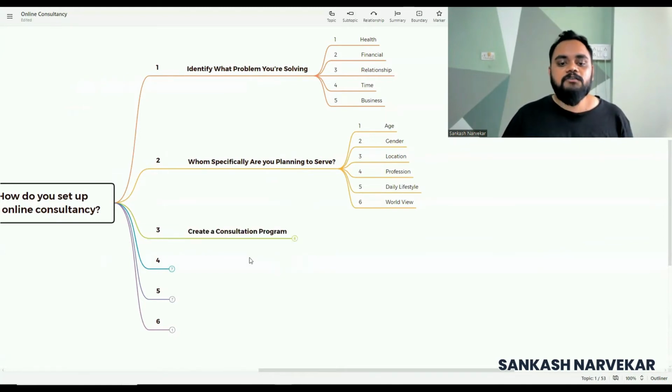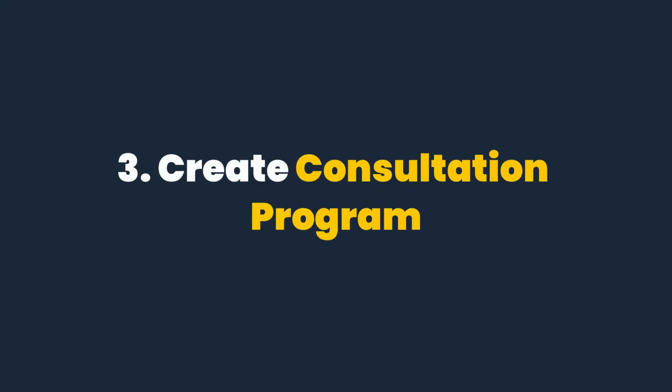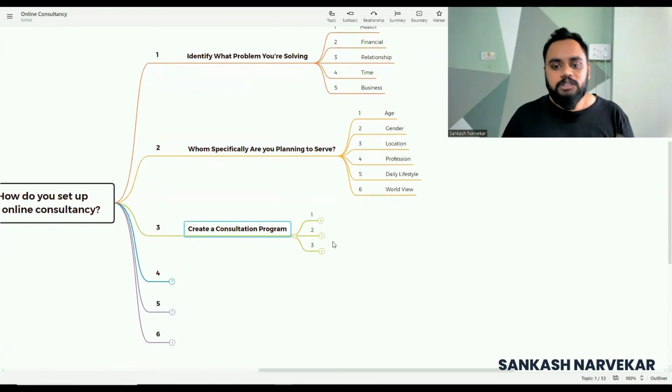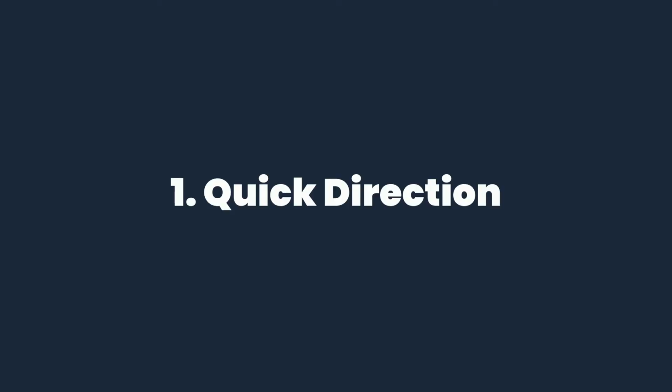Then the third thing that we have over here is to create a consultation program. Now, once you know what problem you're solving and who the people you want to serve are, then it's time to create a robust consultation program that can help them to solve that problem. Now, how do you do this? Here are 3 pointers. Number one, whatever program you're creating, that one-to-one consultation or anything, it needs to give a very quick direction.